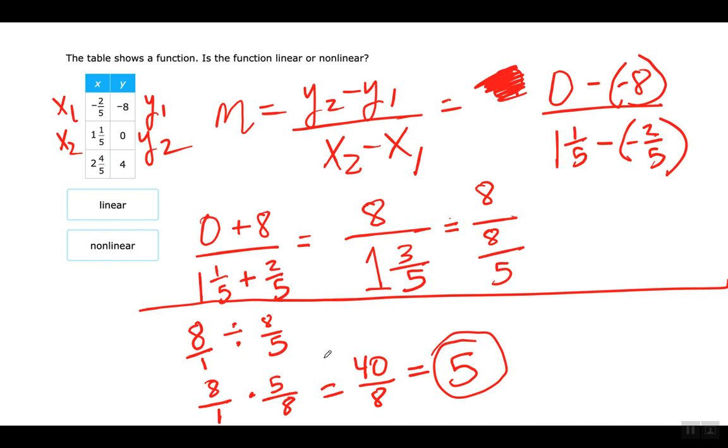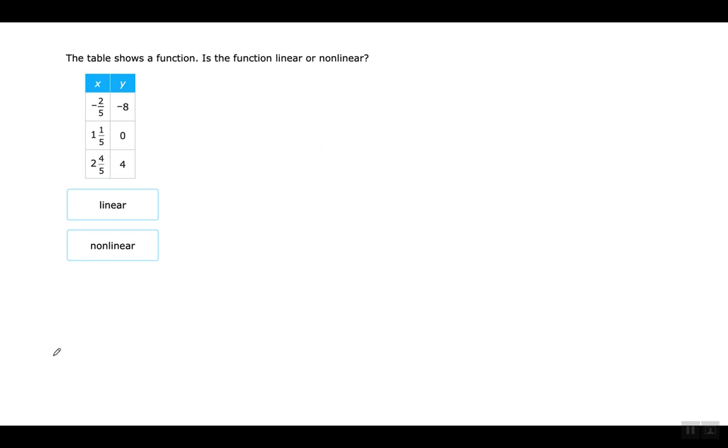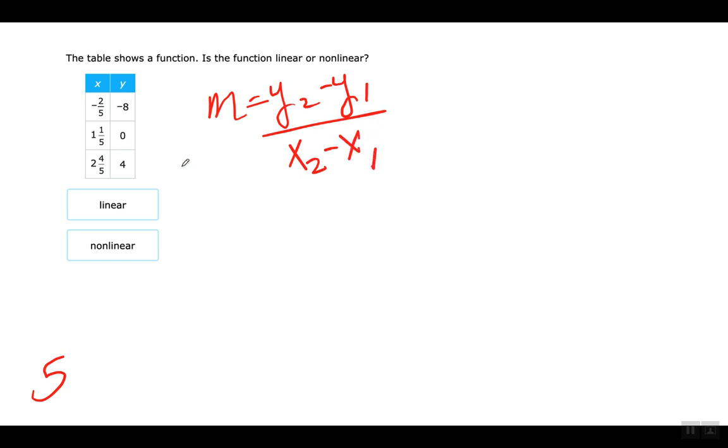Let me check for the second pair. Okay, me dio 5. Déjame chequear para los próximos dos. All right, so if anything, this will help you. If you're writing, this will help you remember or memorize the formula.